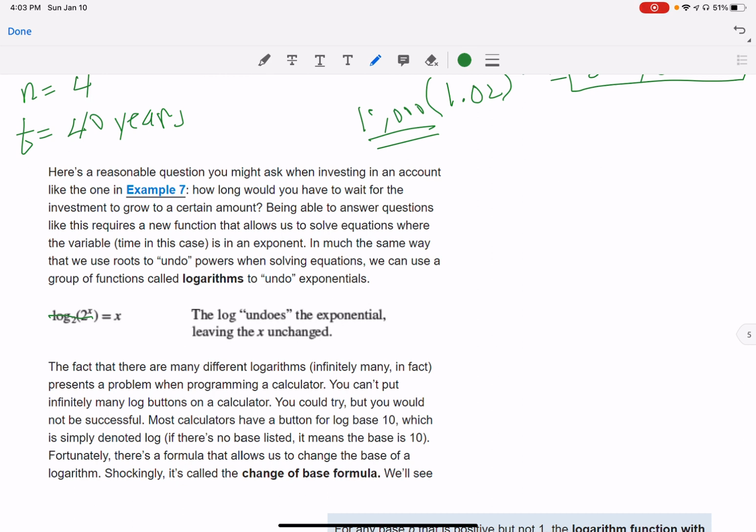The fact that there are many different logs presents a problem when programming a calculator. You can't put infinitely many log buttons on a calculator. Most calculators have a button for log base 10, which is simply denoted with the word log. Fortunately, there's a formula that allows us to change the base of a log, and it's called the change of base formula.